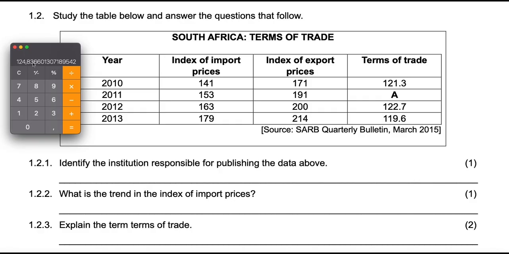124.8. It will remain 8 because 3 is less than 5. So the answer for this one, A, is 124.8. Well, this number went up. Is it a good thing? Definitely it is. Basically, what it means is that our terms of trade are improving, and it's a good thing. What it means is we can import more with the same number of exports.